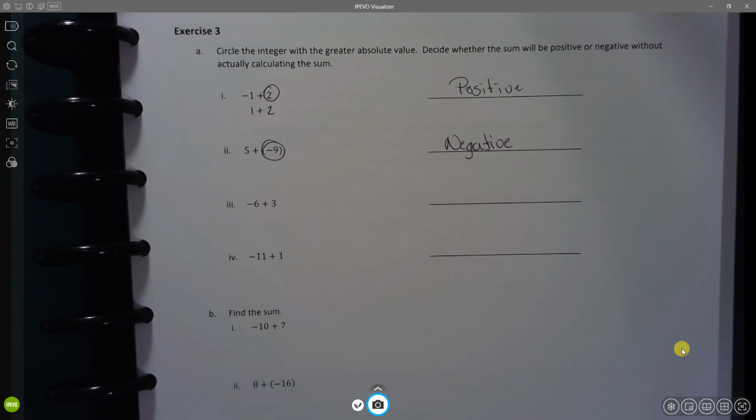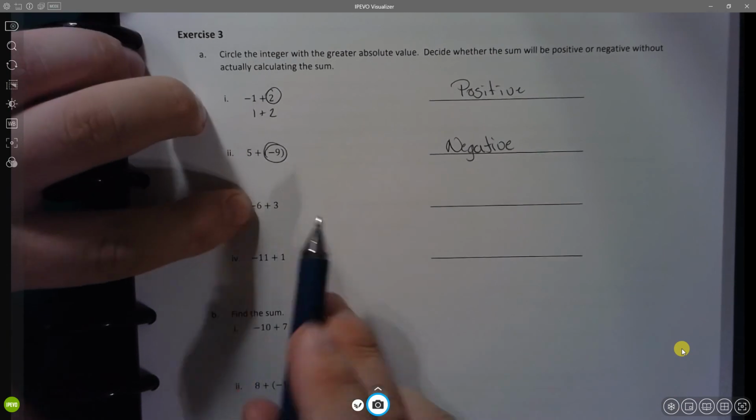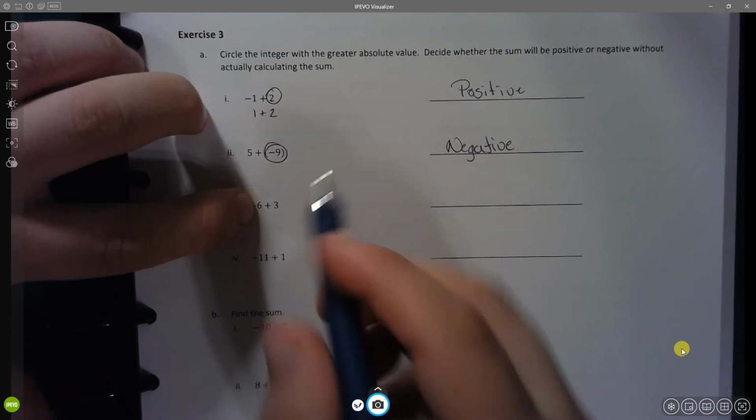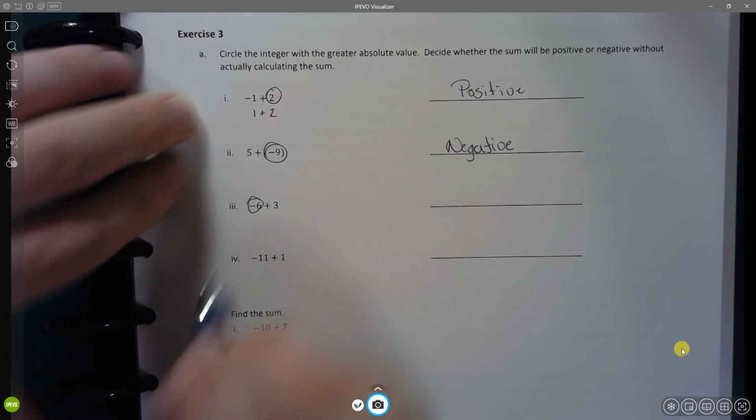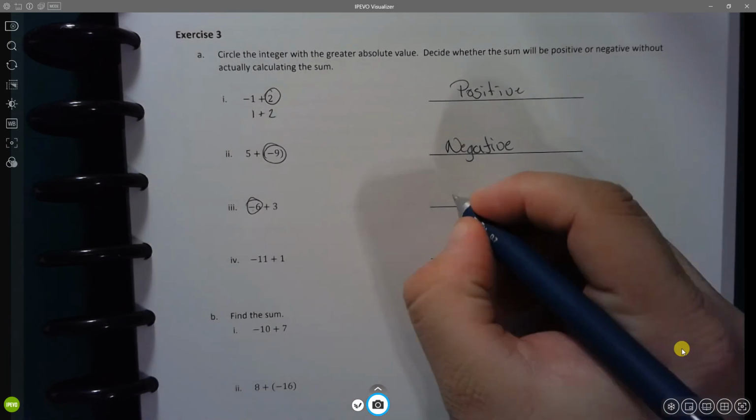Okay, so again, look at -6 plus 3. -6 has the negative sign. So now the question is which number is larger, 6 or 3? 6 is. Since 6 is larger, the negative sign stays with the answer, so the answer remains negative.